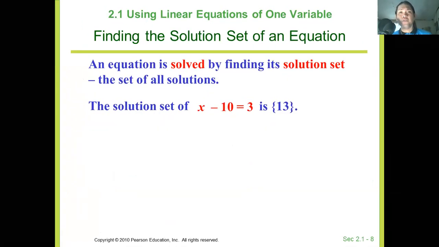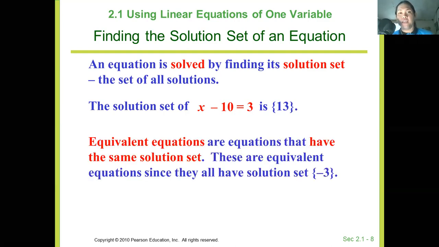So, finding the solution set of an equation. Now, after knowing how to decide whether a given value is a solution to a given linear equation in one variable, let's try to find the solution set of an equation. Always remember that an equation is solved by finding its solution set, the set of all solutions. The solution set of x - 10 = 3, as we solved a while ago, is 13.